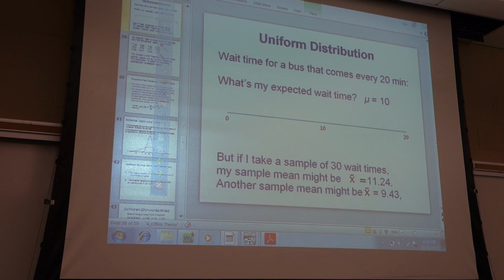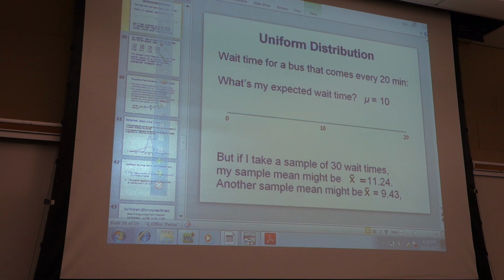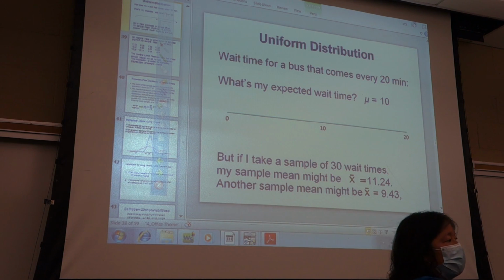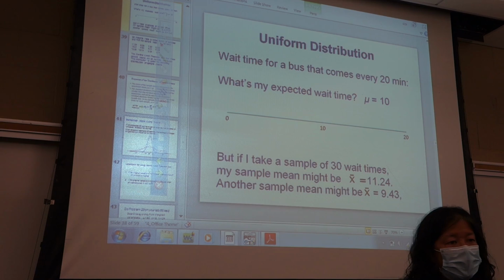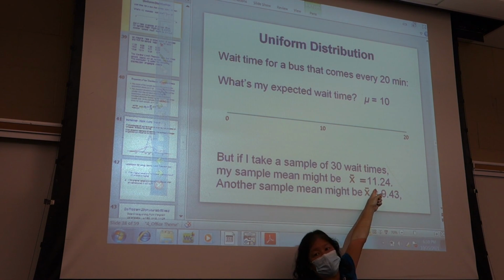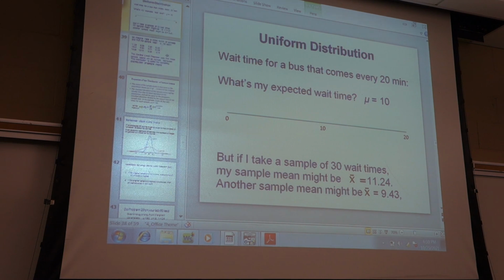All right. So here's the thing. My average wait time is 10 minutes, right? But if I take a sample of 30 people, 30 people's wait times, how long did you wait? 30 people, and I average them, I might get an average of 11.24 or 9.43. Is that making sense for folks? Good? Okay, so it's not necessarily going to be perfectly accurate.